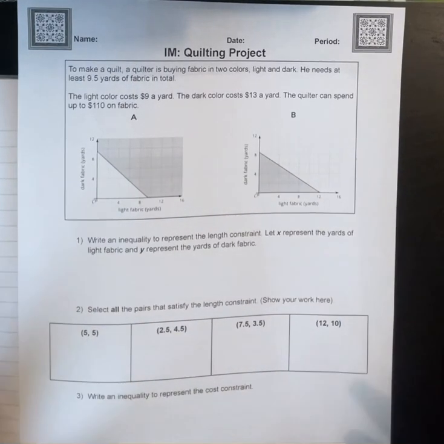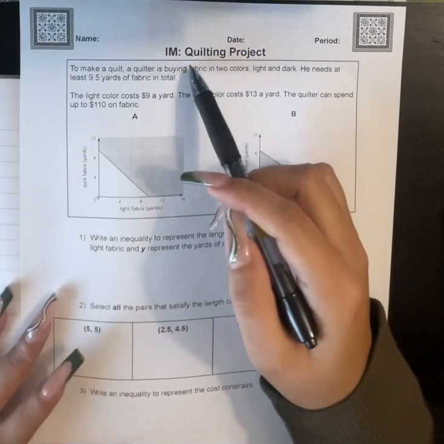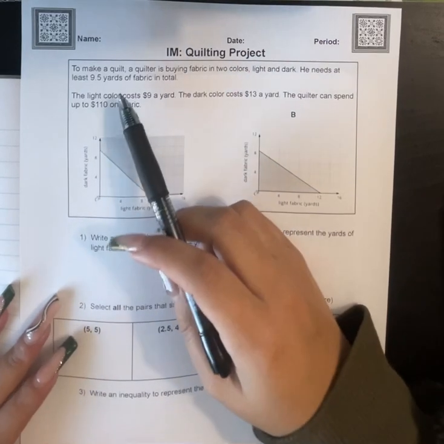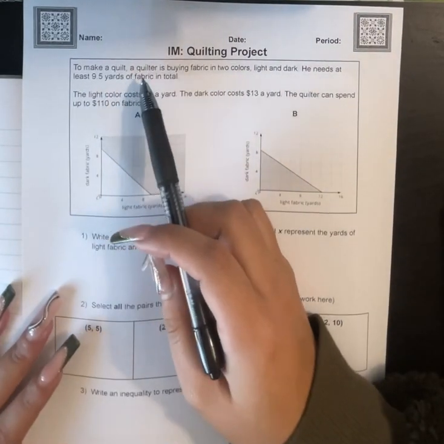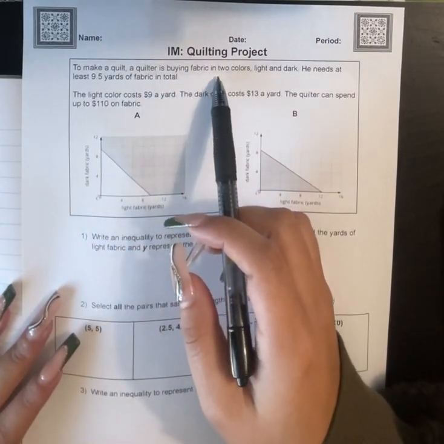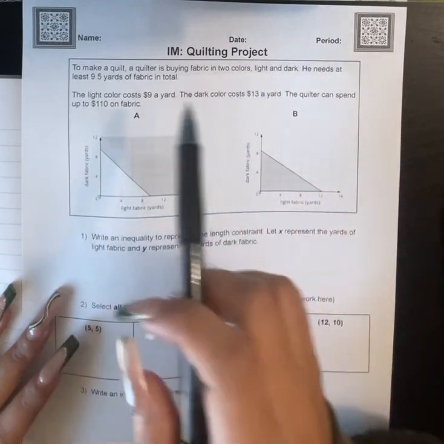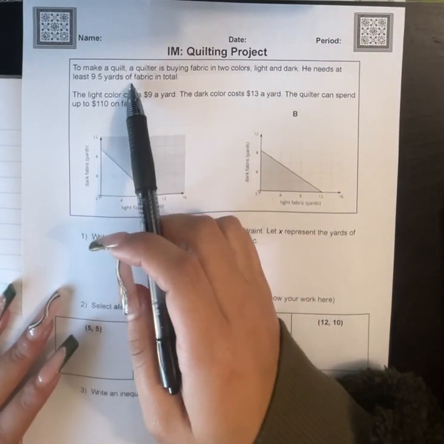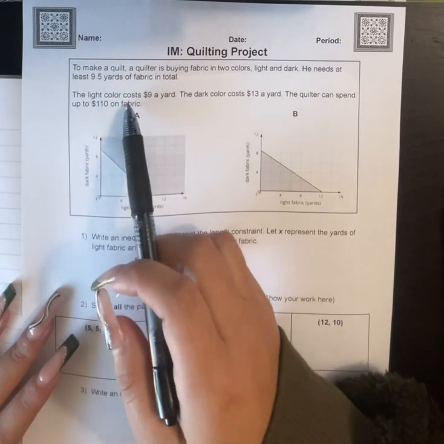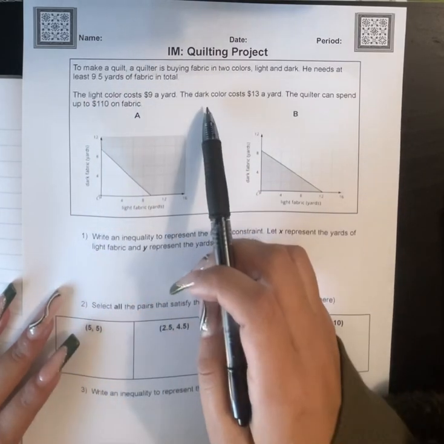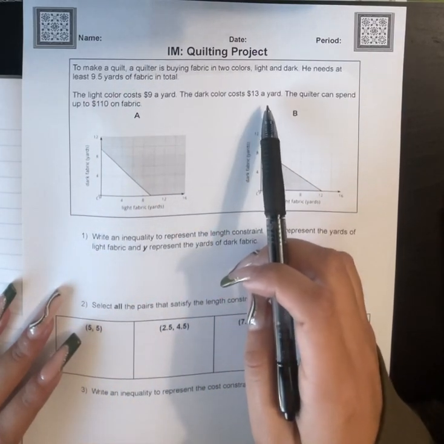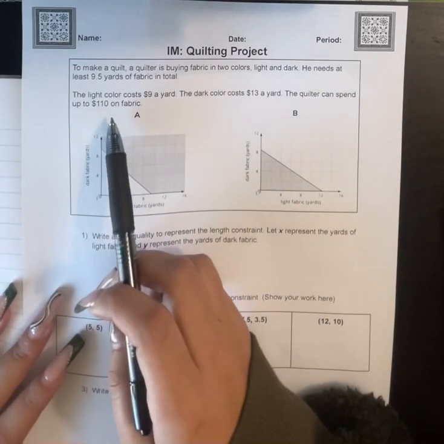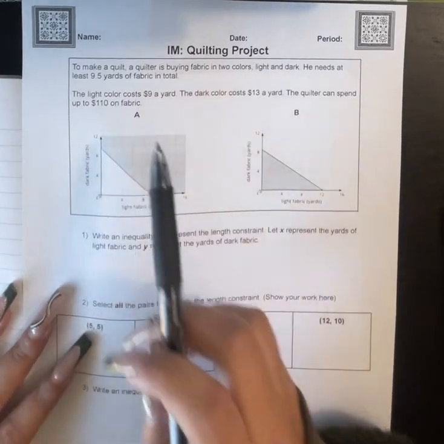Okay, so this is our practice for today. It's called the quilting project. So first we're going to read it. To make a quilt, a quilter is buying fabric in 2 colors, light and dark. He needs at least 9.5 yards of fabric in total. The light color costs $9 a yard and the dark color costs $13 a yard. The quilter can spend up to $110 on fabric.